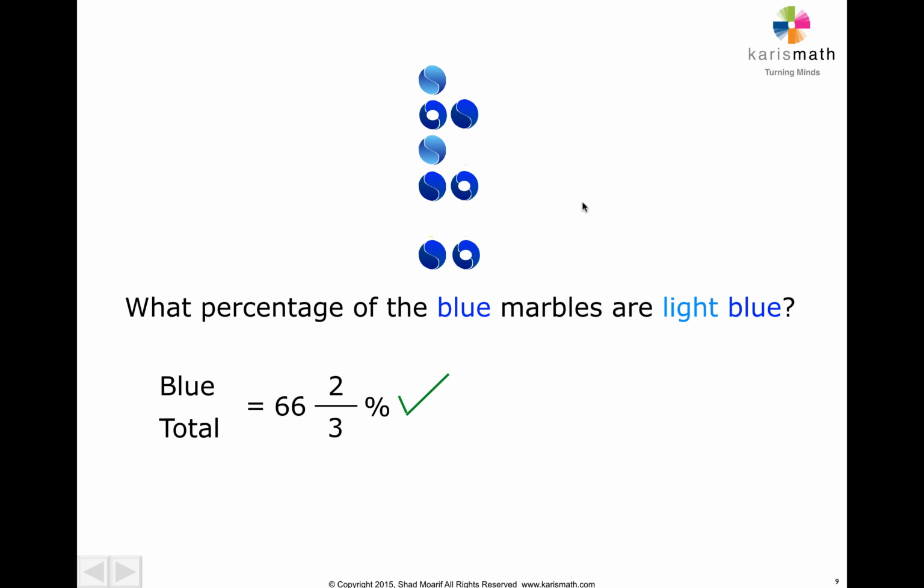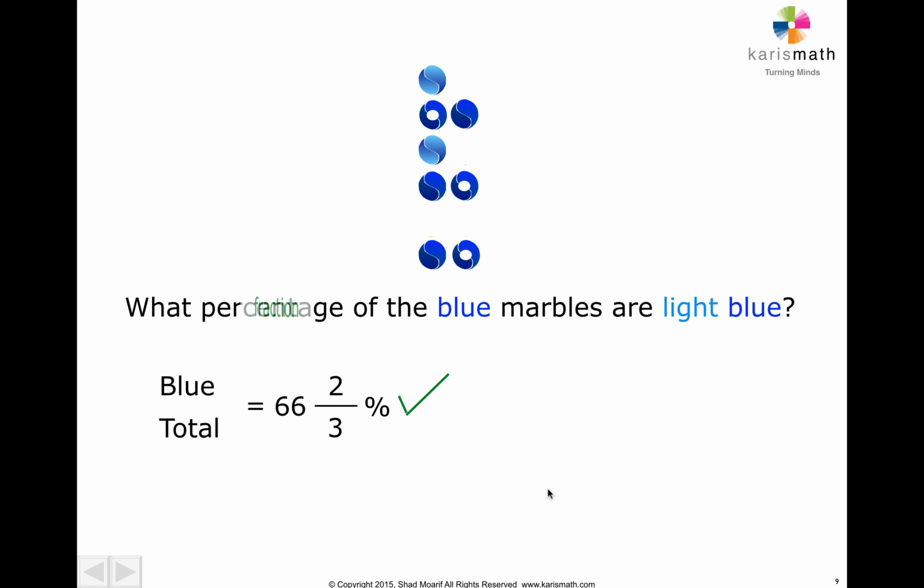Let's get rid of all the others. These are all the blue marbles, right? So the total number of blue marbles is 2, 4, 5, 6, 7, 8. Now, out of 8 blue marbles, what fraction are light blue? Well, 1 and 2. These two are light blue.